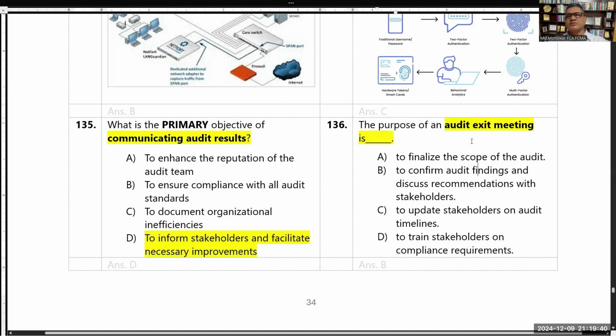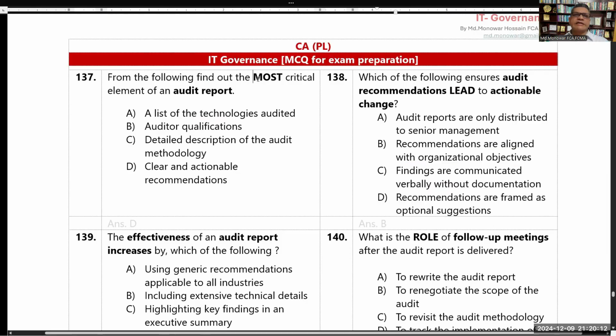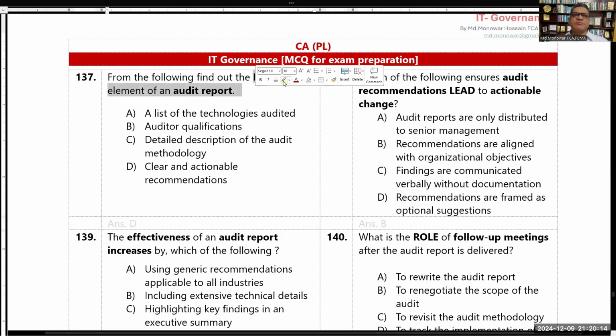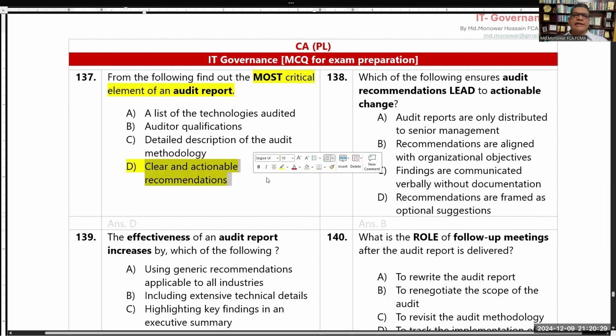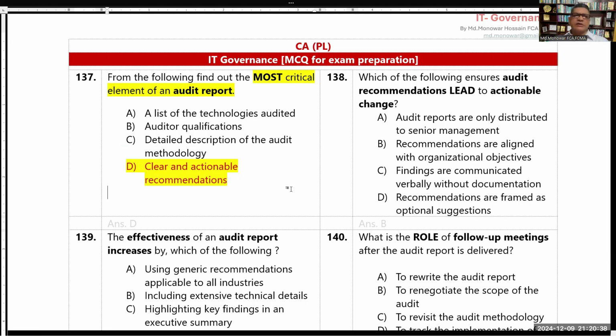Answer D. The purpose of an audit exit meeting is to confirm audit findings and discuss recommendations with the stakeholders. Answer B. What is the most critical element of an audit report? Clear and actionable recommendations are the most critical element of an audit report.